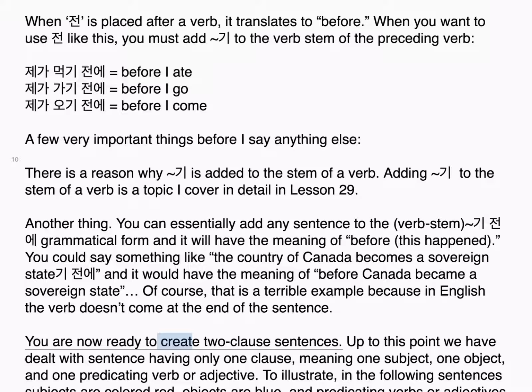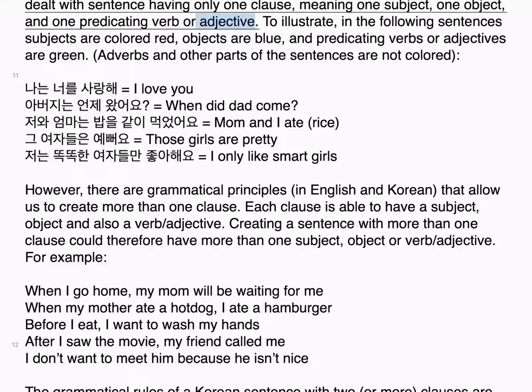You are now ready to create multi-clause sentences. Up to this point we have dealt with sentences having only one clause, meaning one subject, one object, and one predicating verb or adjective. To illustrate, in the following sentences subjects are colored red, objects are blue, and predicating verbs or adjectives are green. Adverbs and other parts of the sentences are not colored.